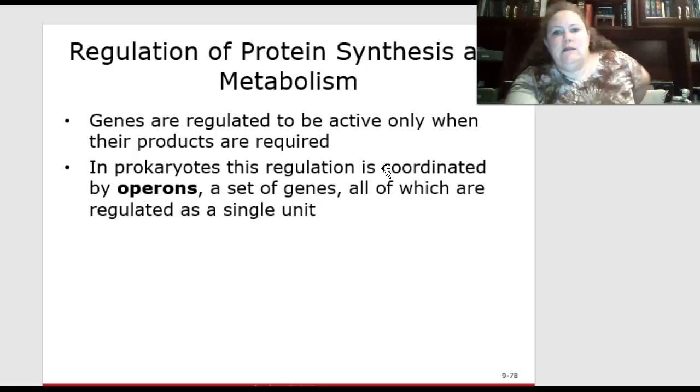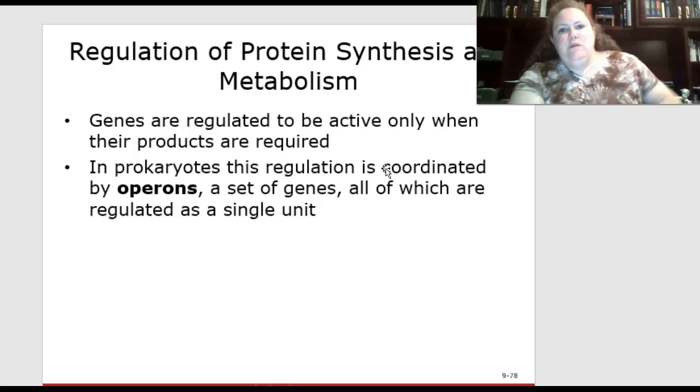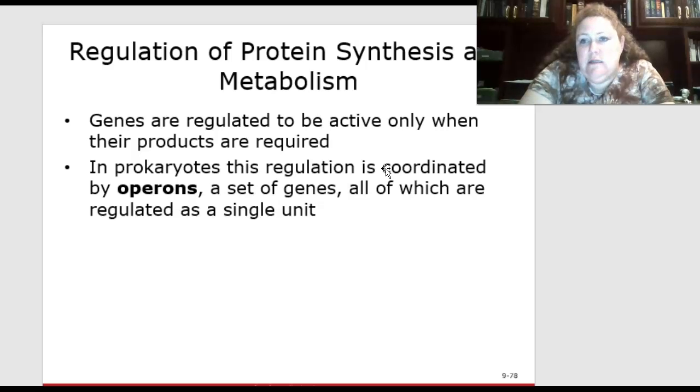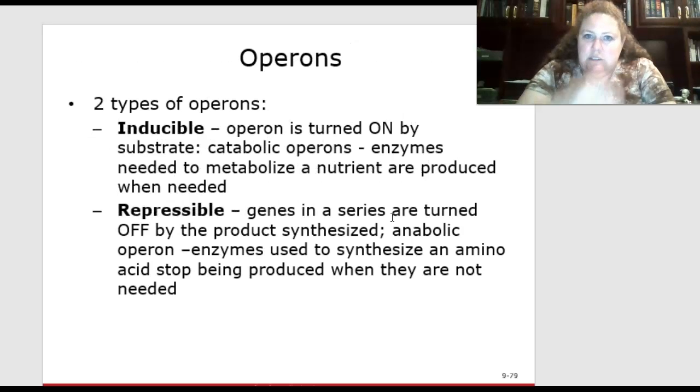So genes are regulated to be active only when they're needed. Okay, when those products are needed, then it's like soldiers, they're called to battle. Okay, and then in prokaryotes, this region is coordinated by operons, or a set of genes, all of which are regulated as a single unit. So there are two types of operons. The first one is inducible, where the second one is repressible.